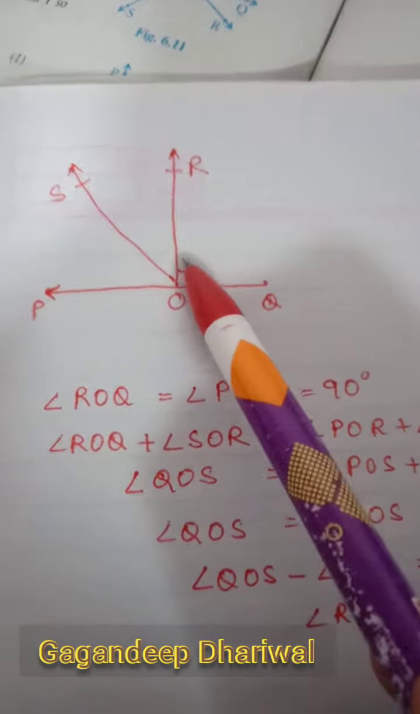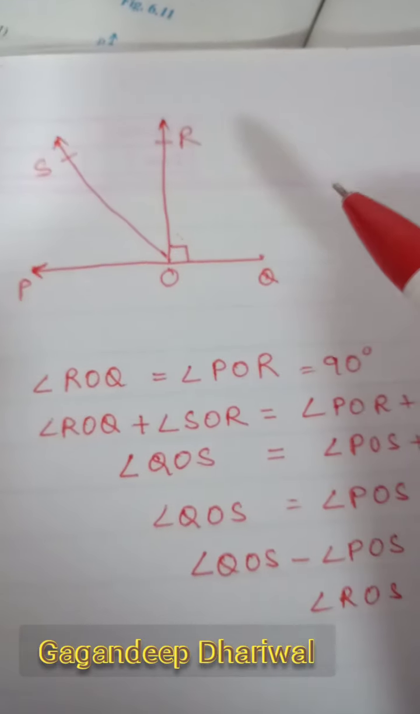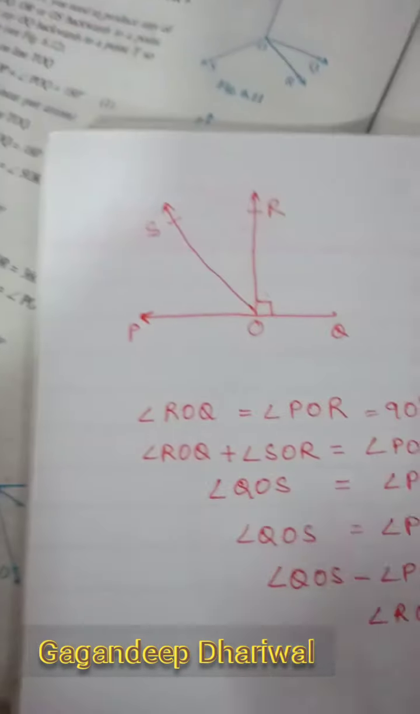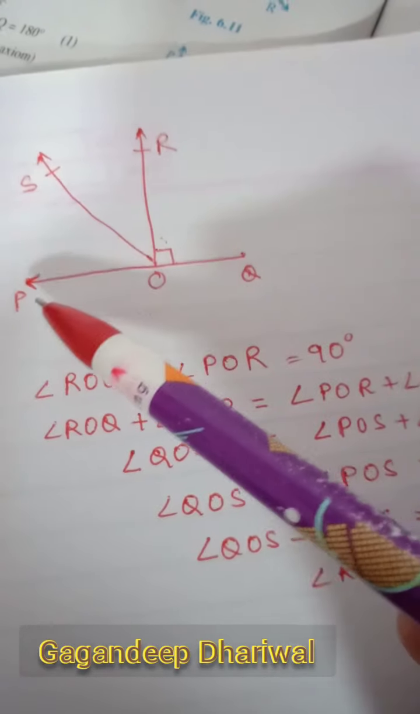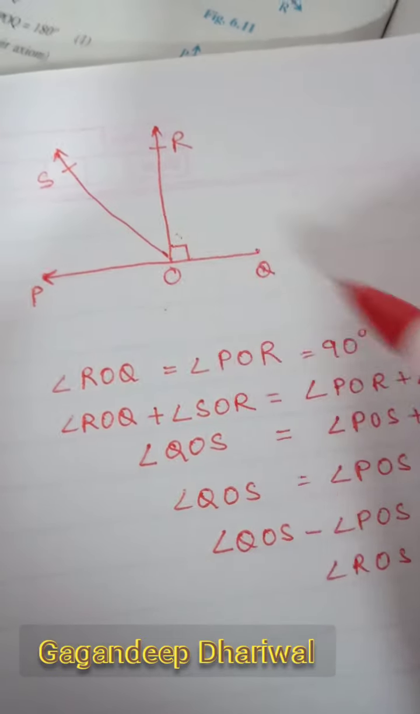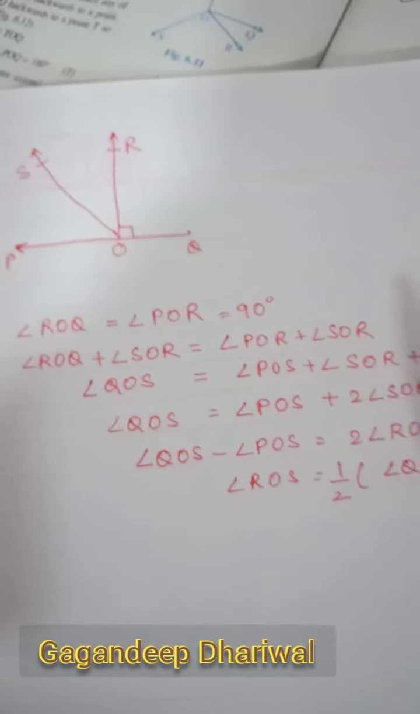As we know that these two are equal to each other because it is given in the question that ray OR is perpendicular to line PQ, which means both ROQ and POR are equal to 90 degrees, which means these both are equal.